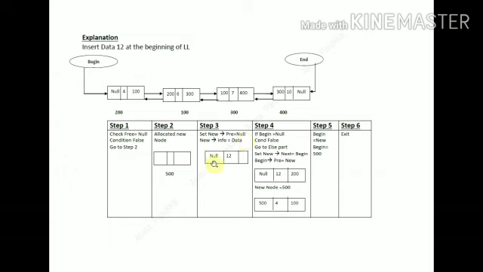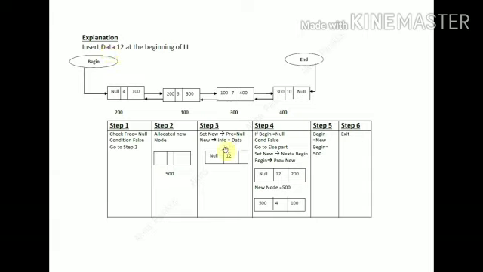Okay, after completing that, the next step is new info equal to data. That is, this is the new info part. To the new node that we have created, we are going to store the value. What is the data we are going to insert? 12 is the data we are going to insert. So I have inserted the value 12 here. So step 3 is completed. Now we are moving to step 4.